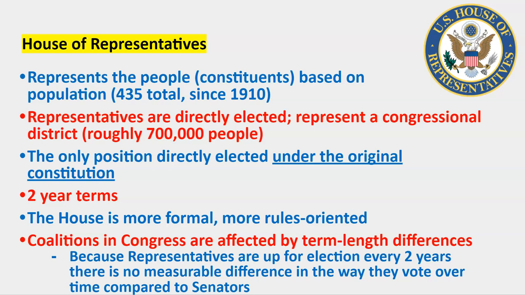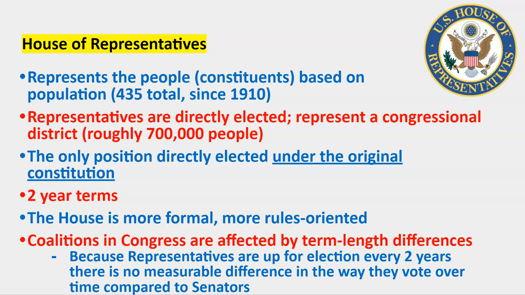Now, this is the only position that is directly elected under the Constitution. The 17th Amendment changed that for senators, but under the original Constitution, this was the only position that was directly elected by the people. So that is significant. They serve 2-year terms. It is much more formal, as I mentioned, and much more rules-oriented in terms of what they're doing here. And we also see coalitions forming. We see a lot of caucuses, interest groups for members that are developed here. They're doing this not really in terms of fundraising, but more in terms of policy, trying to address policy issues on behalf of those groups. And I'll talk more about that as we move on.